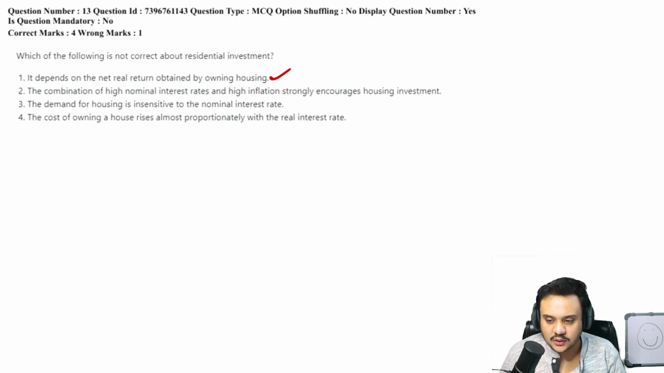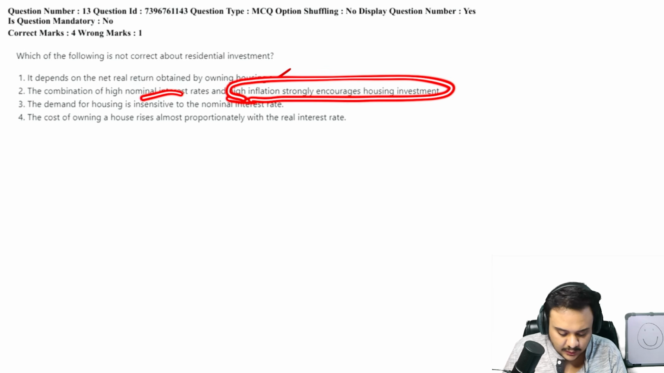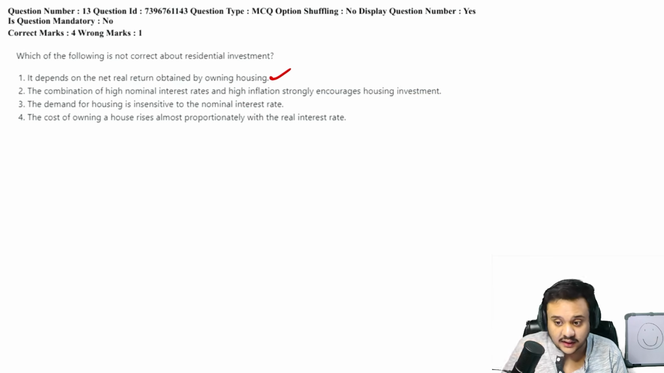I'm not entirely sure about it, but it can be right. The reason it can be right is that if we just focus on the high inflation part, because if the nominal interest rate is very high, you will hesitate in investing in a house. You will see that the loan amount you have to return, because of the high interest rate, will increase very fast. But because of high inflation, the real cost of return is going to fall. So that is definitely going to be encouraging housing investment.